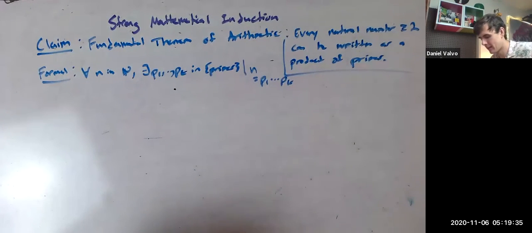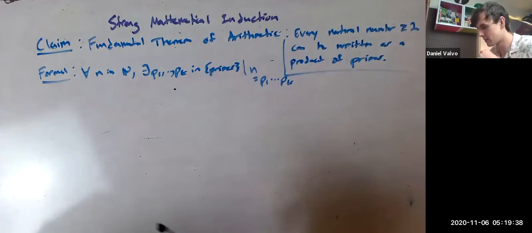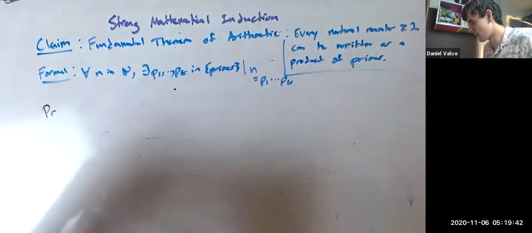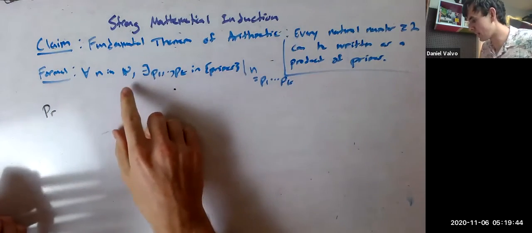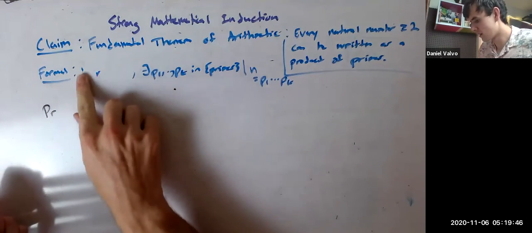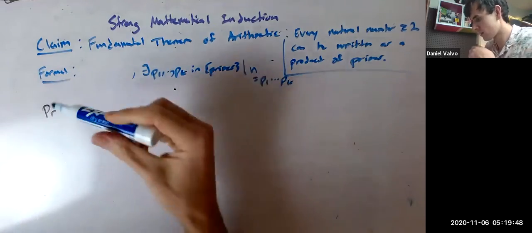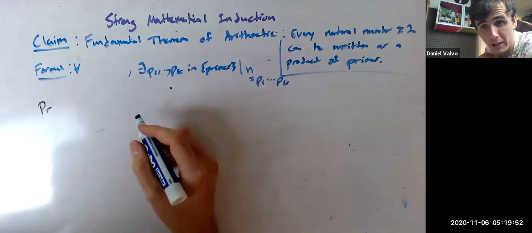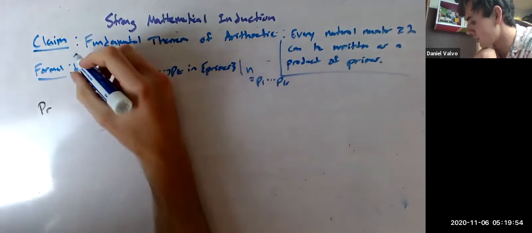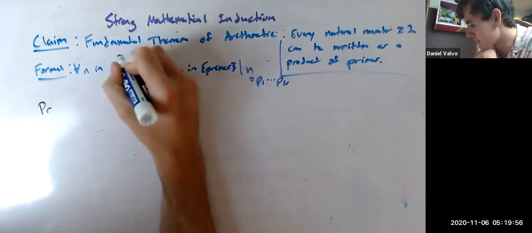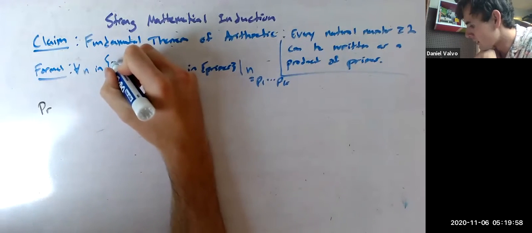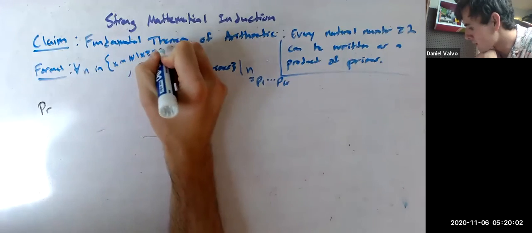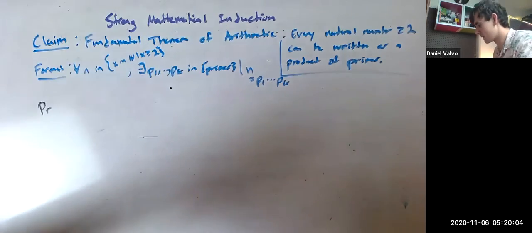Anyway, let's go ahead and try to prove this. Oh, actually, I want to fix the for all n, because it's not for all n, right? Because 1 can't be written as a product of primes. We said for all numbers greater than or equal to 2. So for all n in the set of x in the natural numbers such that x is bigger than or equal to 2. There we go.